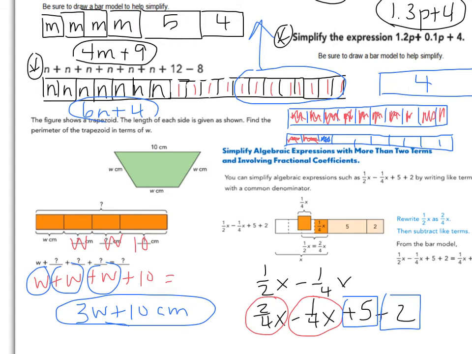So 2/4 x minus 1/4 x gives me 1/4 x. And then positive 5 plus 2 is positive 7. So my answer is 1/4 x plus 7.